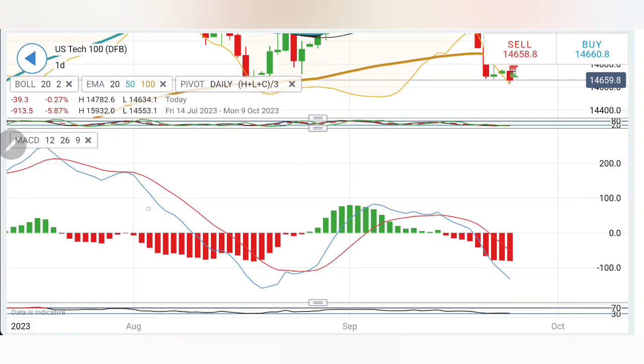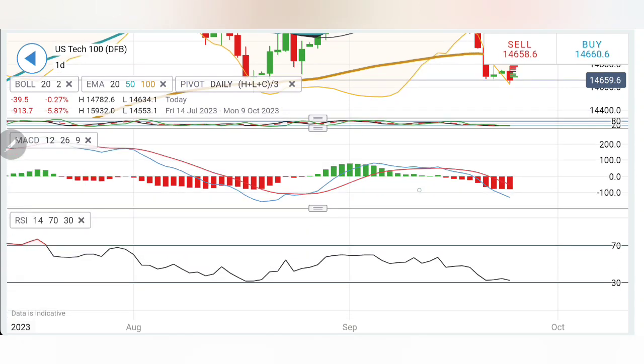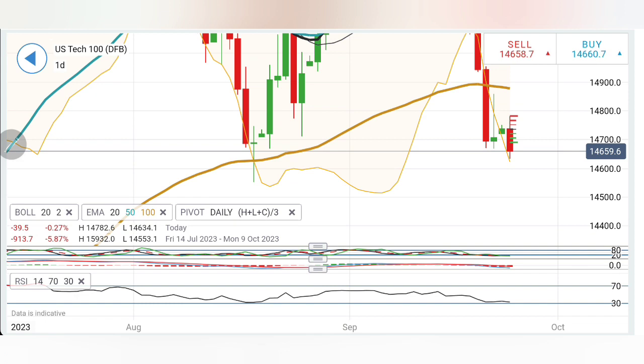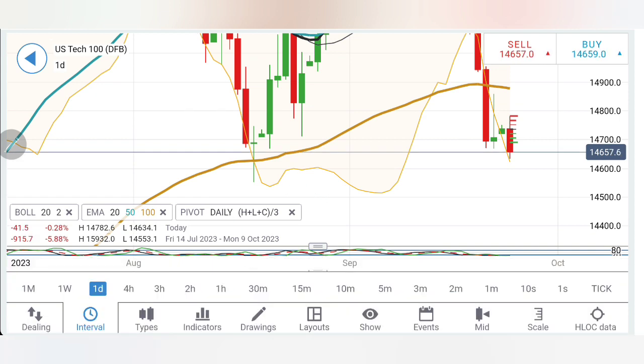Stochastic oversold, MACD extremely divergent and bearish. RSI is also at the bottom. So looking at this, the possibility of a rise still exists in Tech 100. However, this candle and the next candle are what you should focus upon. Possibly this candle may achieve the lows and the next candle might try to show up.